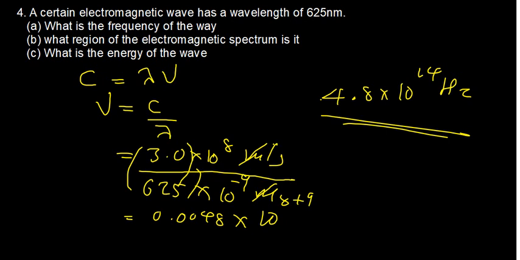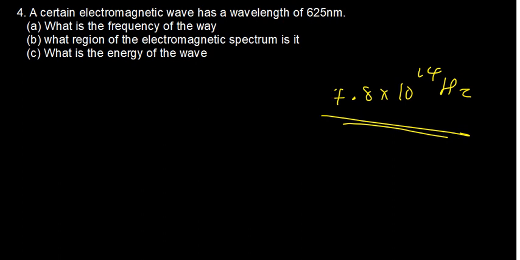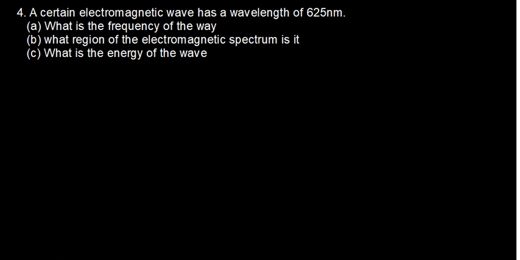Now the next question says, what region of the electromagnetic spectrum is it found? So we are talking about this wave. Just looking at the wavelength, we need to understand that whenever you see a wavelength between 400 nanometers to 700 nanometers, that is in the visible light spectra. So this is visible light. That is the region of the electromagnetic spectrum, because 625 nanometers is a part of here.